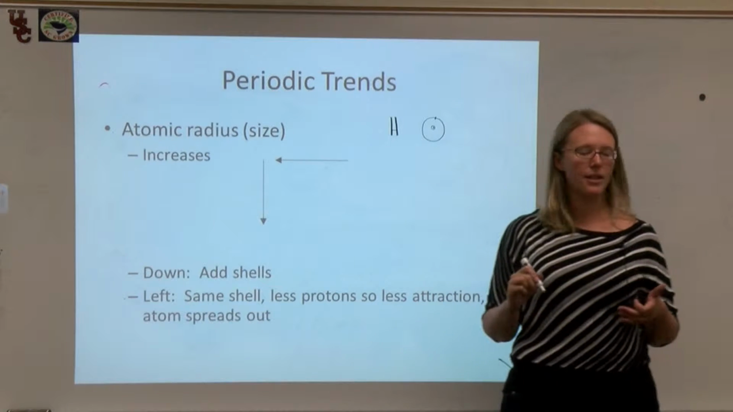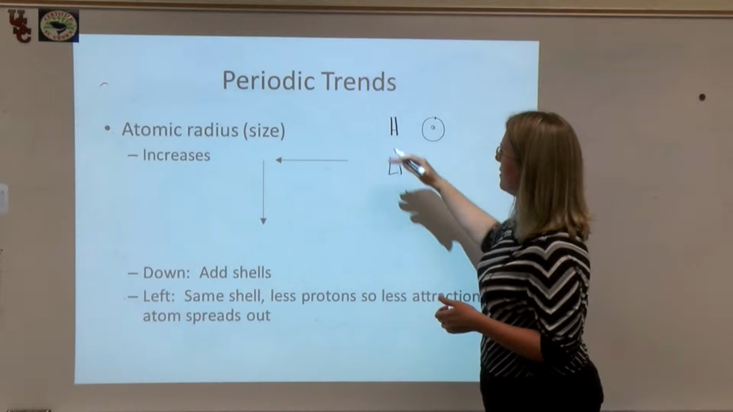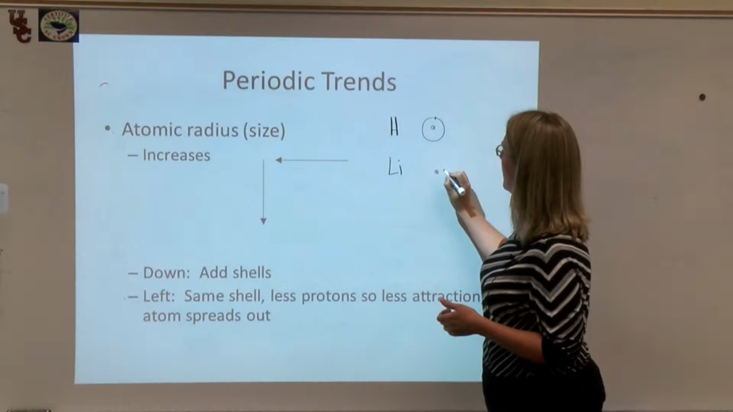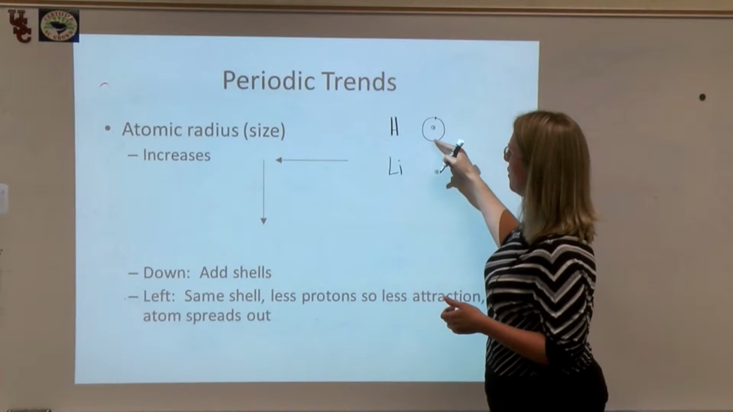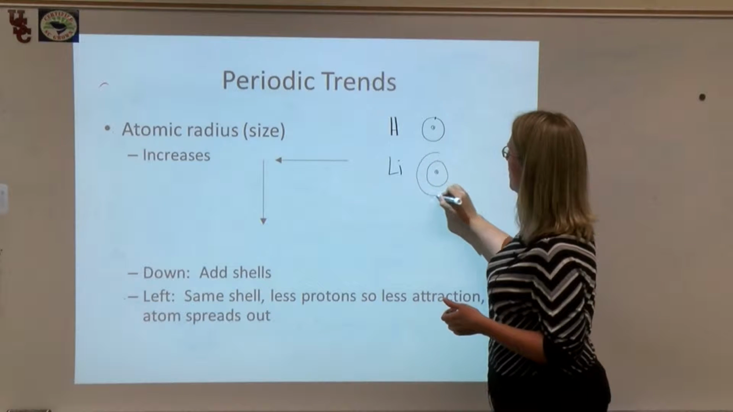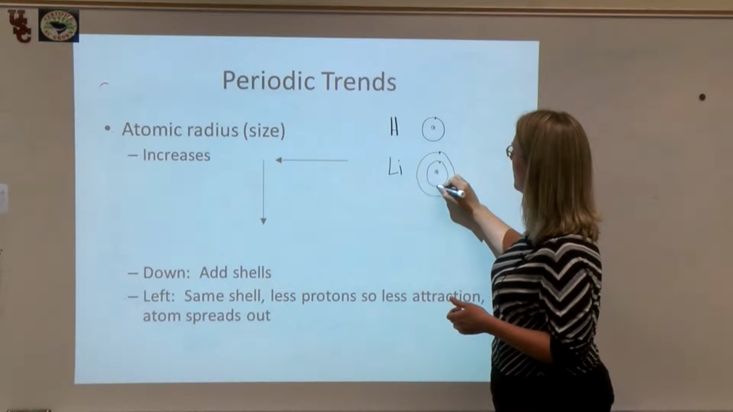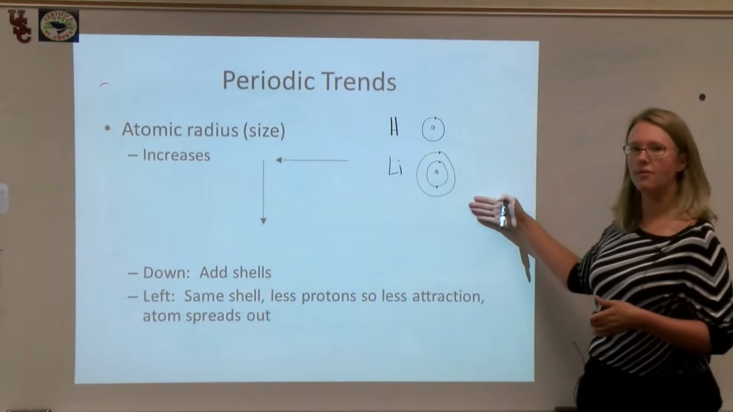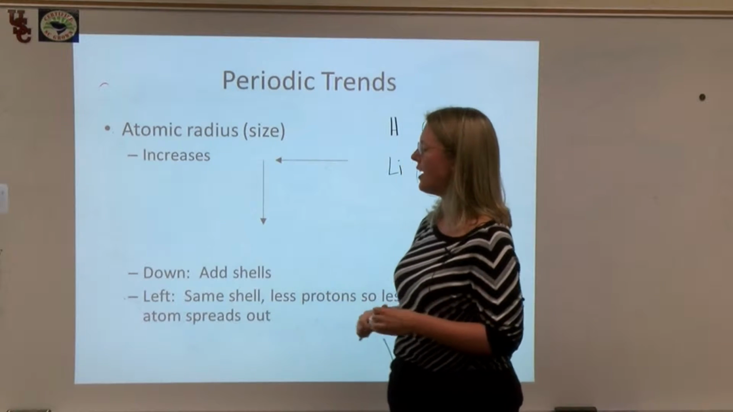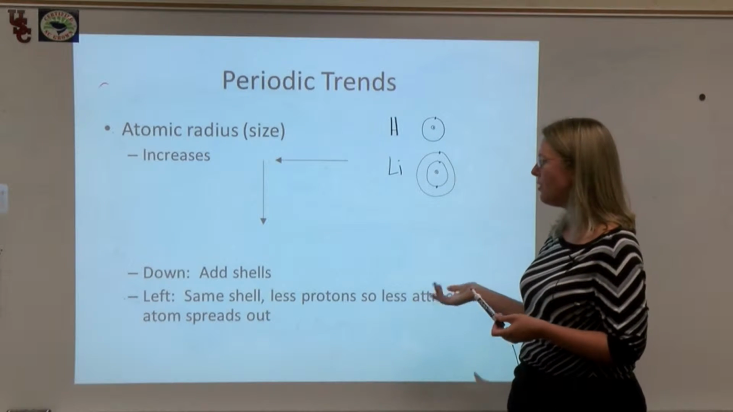Then let's say we went down to lithium, which is the next atom down. Since lithium's in the second row, your picture will look very different, because instead of just having one energy level or orbit, you would need to show two. Relating back to the Bohr model, you can see there's a big difference in size. That's pretty easy to understand, and most students understand that size increases as we go down the column, or down the group, because we're adding shells.